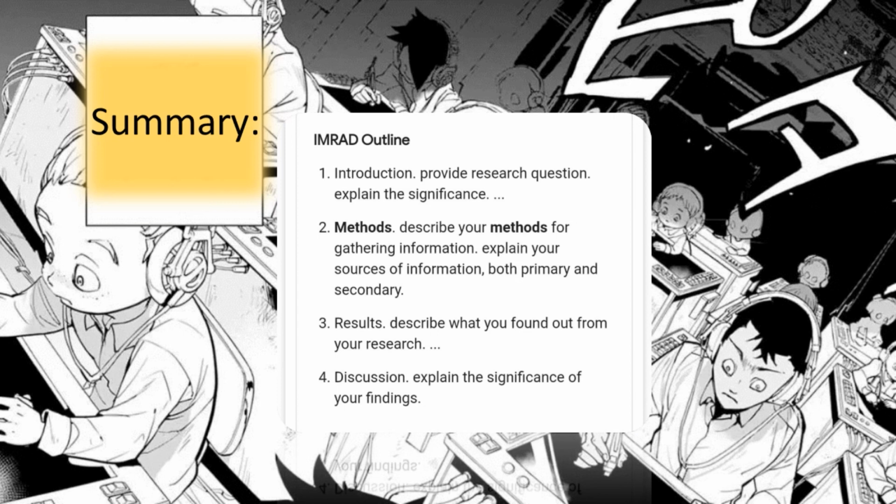Now, the third part is the results. What you need to remember in this part is that it should describe what you found out from your research. Now, the fourth and the last part of your IMRAD is the discussion. You should remember that the discussion should involve the explanation of the significance of your findings. This is the part where you explain what the results are and why you came up with these kinds of results.